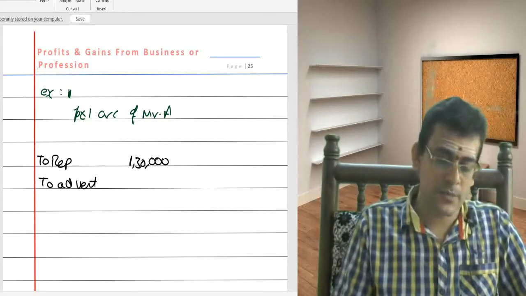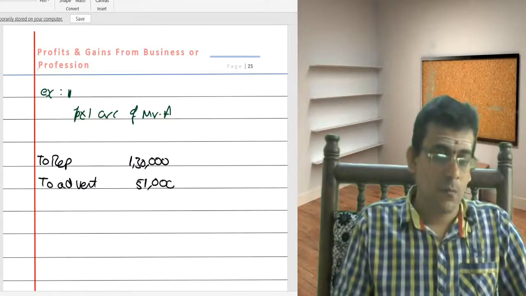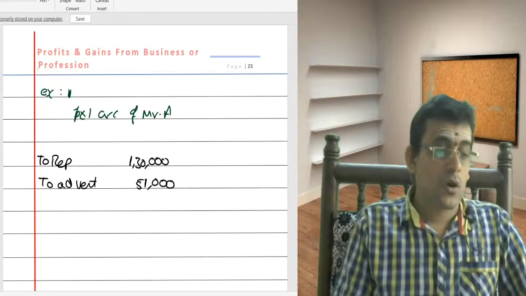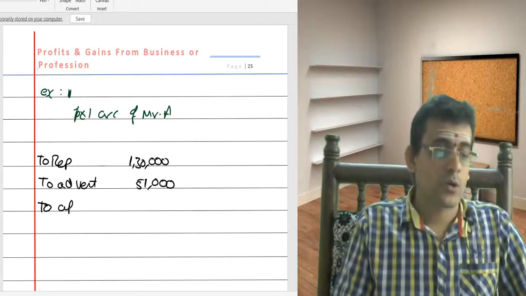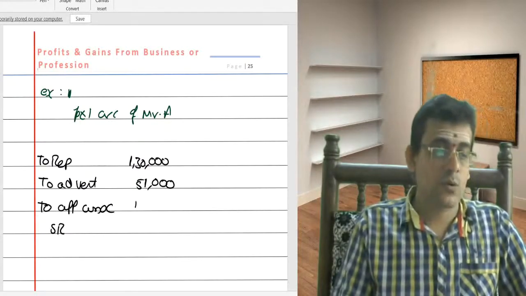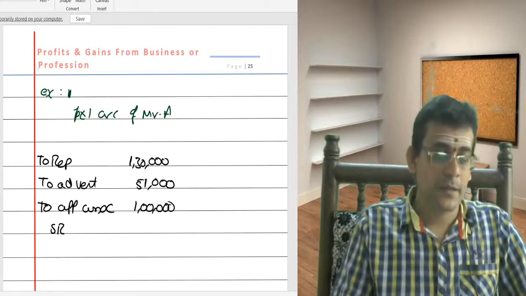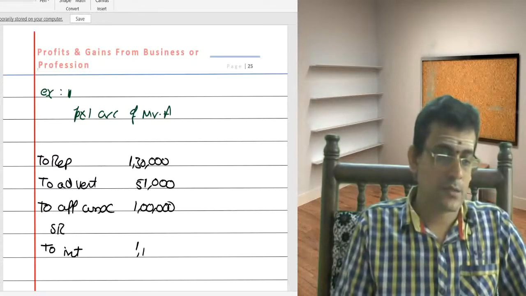To advertisement, you are incurring some advertisement expenses. Let us consider the amount of advertisement expense to be 50,000. Then, to contribution to an approved association carrying on scientific research, let us take that to be 1 lakh. Then to interest, 1 lakh 10,000.